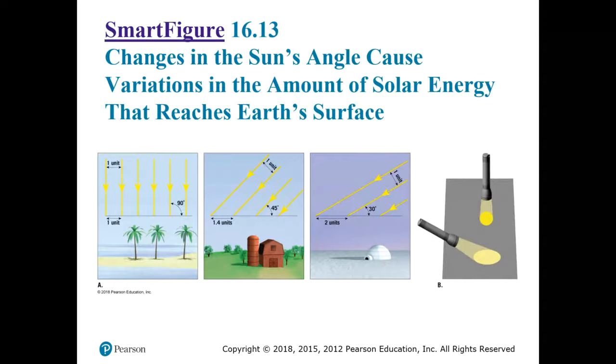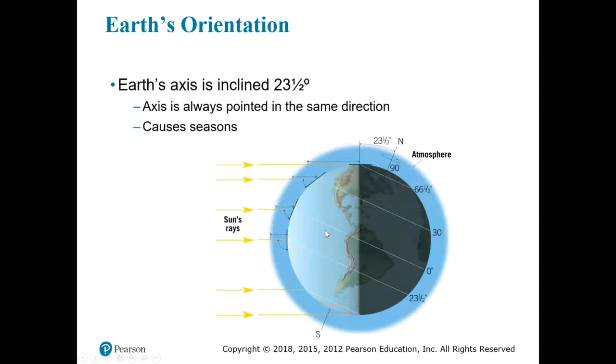It's just like a flashlight. If you hold a flashlight to the table, you get the most intensity from the beam if you hold it straight. But if you put that flashlight on an angle, and this kind of explains why, even though the North Pole gets lots of sun, the intensity of the energy coming is pretty low, and that's why it's cold up there. The Earth's axis is always inclined. It's at a fixed position of 23.5 degrees. It's always pointed in the same direction, and that tilt causes the seasons.